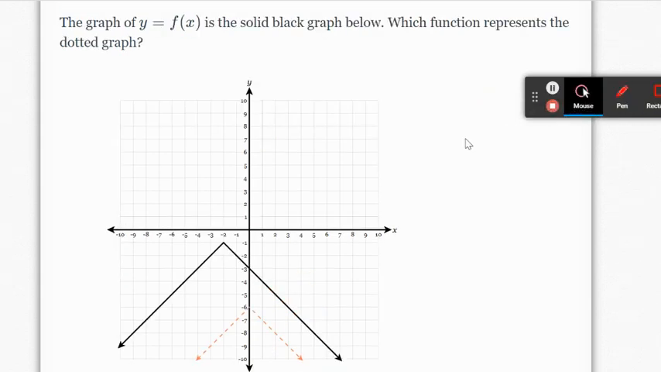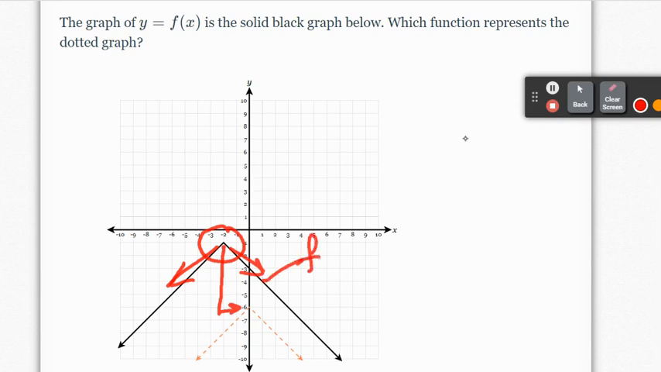All right, so now check this one out. It's a little bit different than what we were just playing with because we're not actually getting to move the function. What they're doing is they're saying you have a function. It's this one here, the black bold function. And what's happening is this function is supposed to go down and right. And this is called f of x. And then it says what function represents the dotted graph.